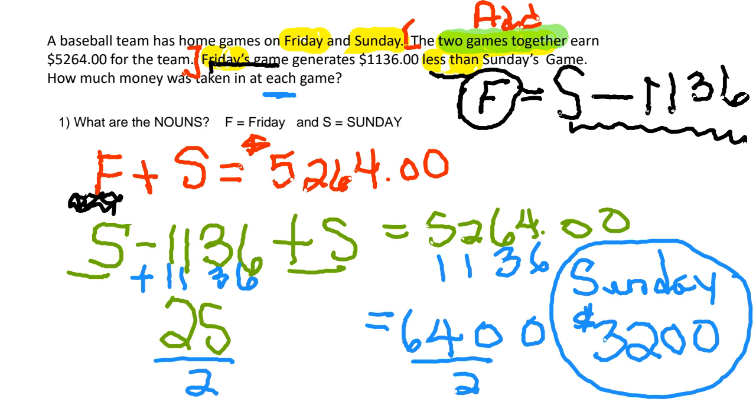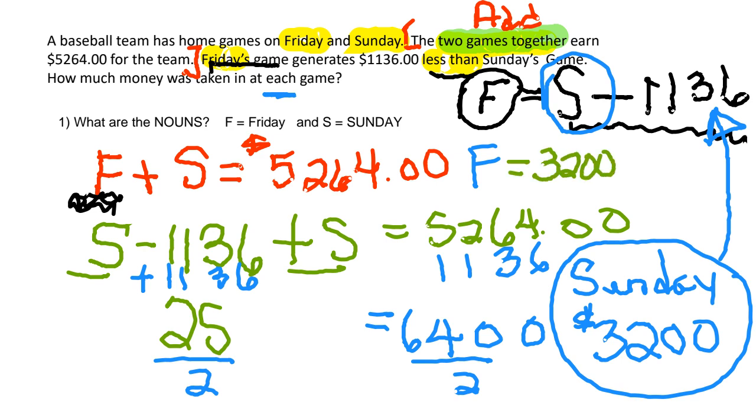you are going to put in 3,200 minus 1136. And if I take 3,200 and subtract 1136, Friday's gain will give me $2,064.